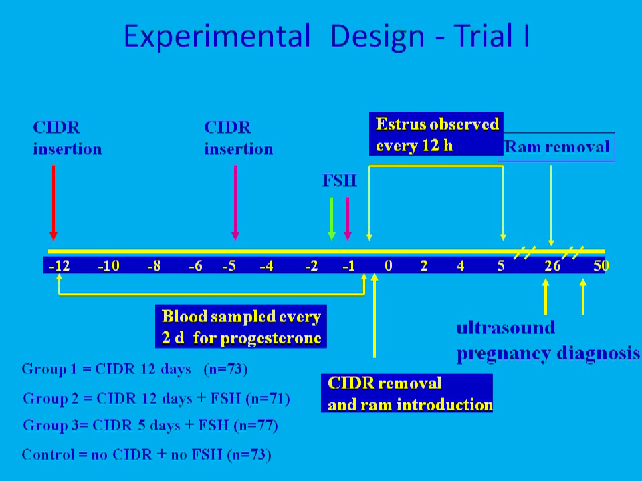So we had 4 groups then. CIDR for 12 days. CIDR for 12 days with FSH added just the day before removal of the CIDR. The CIDR for 5 days with the FSH. And then just the ram introduction with no CIDR, no FSH. That's the basic design that we used. And then we observed these ewes for estrus every 12 hours for the first 5 days.